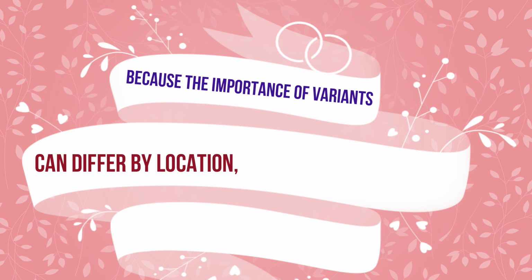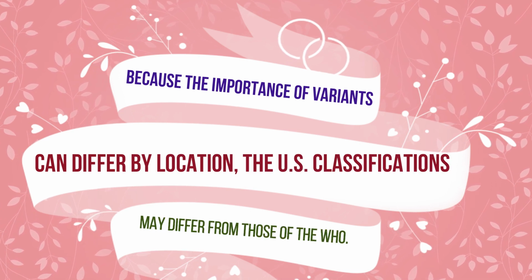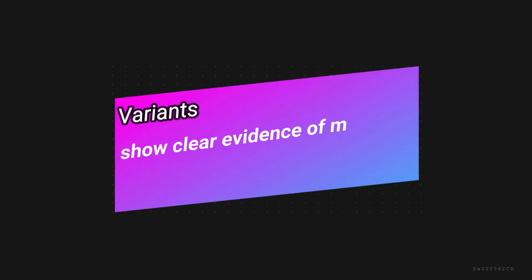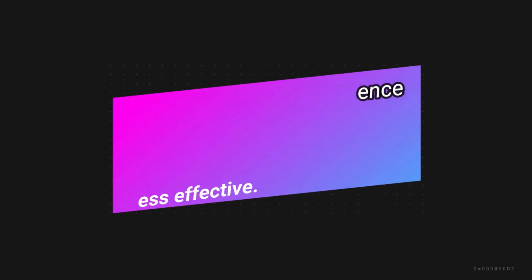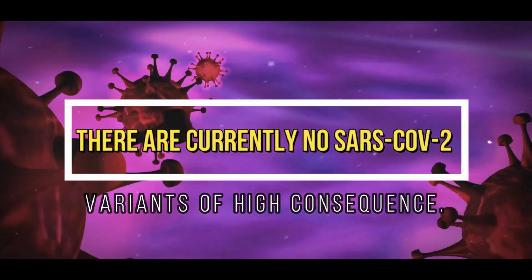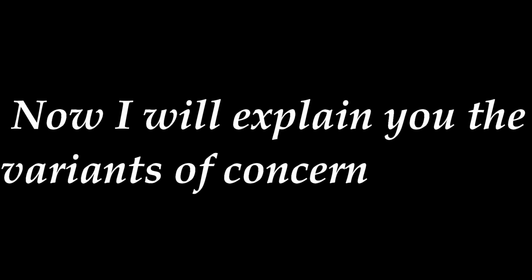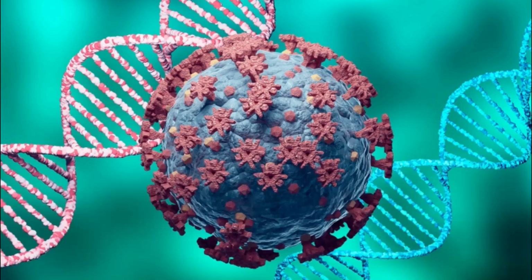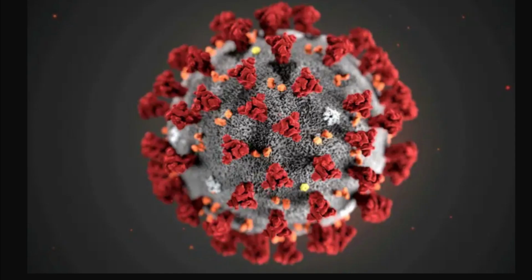WHO may classify certain variants in different categories because of the impacts they are having in other countries. Because the importance of the variants can differ by location, the US classifications may differ from those of the WHO. Variants of high consequence show clear evidence of making our disease prevention measures less effective. There are currently no SARS-CoV-2 variants of high consequence. Now I will explain the variants of concern: alpha, beta, gamma, and finally delta and delta plus.